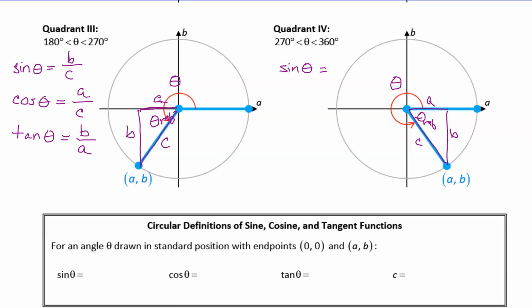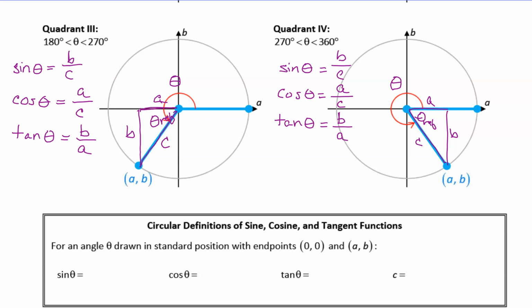So sine of theta is opposite over hypotenuse. Cosine theta is adjacent over hypotenuse. Tangent theta is opposite over adjacent. What you'll notice is that all of these sine, cosine, and tangent definitions are the same no matter which quadrant our terminal side is located in.